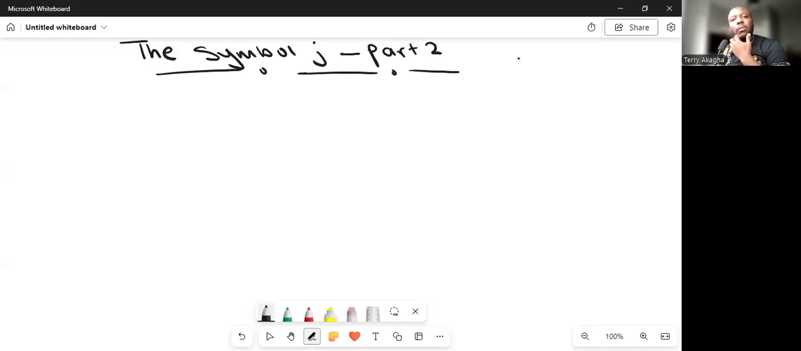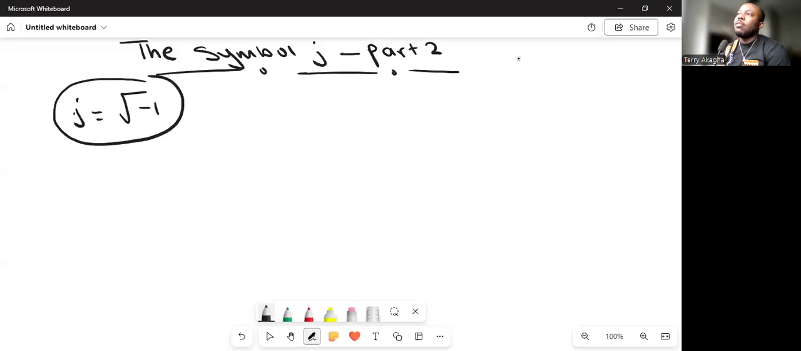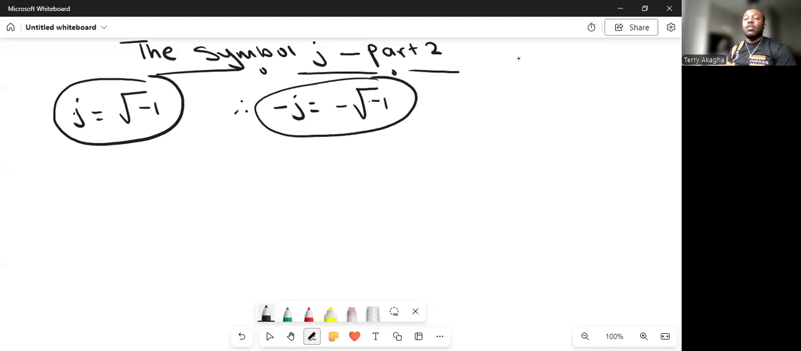So we're going to the second part of the symbol J. In the first part, I introduced the concept where I said the symbol J is the same thing as saying square root of -1, all right? We talked about that in the last video, and I also said, therefore, we can now predict that minus J is going to be equal to the same thing as -√1. So that means where you see -√1 is exactly the same thing as minus J, all right? We talked about that in the previous video.